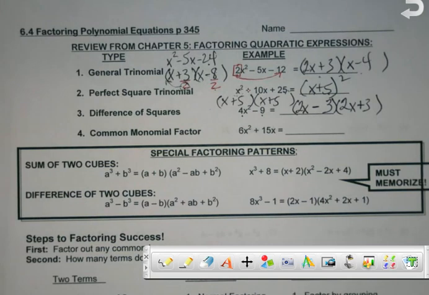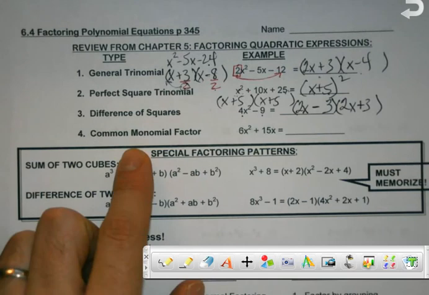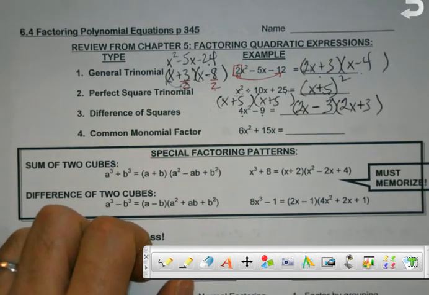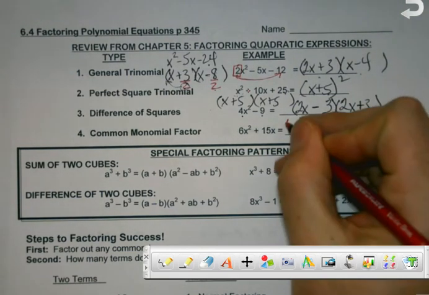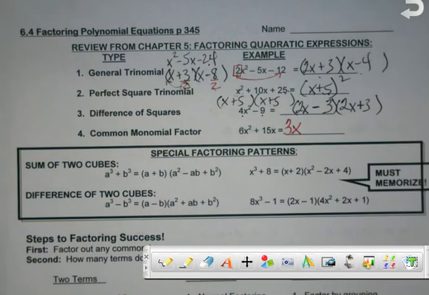The top part is review so far. And then our common monomial factor, otherwise known as our golden rule: find out what they have in common. What do those two terms have in common? Okay, I can take a 3 and an x out of both of them. And what's that going to leave me with?